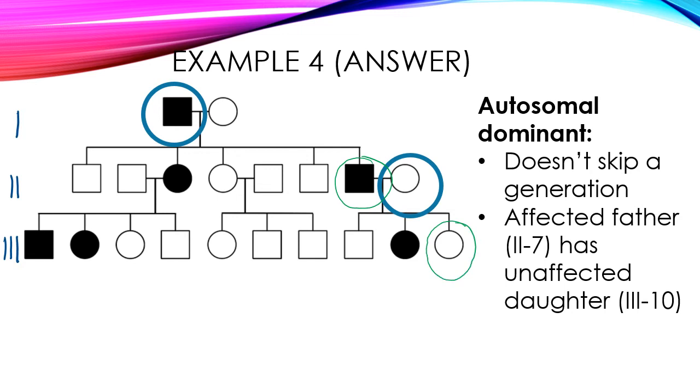So that tells me that it can't be X-linked dominant. Okay, so key piece of evidence. So I know that it must be autosomal dominant. In terms of genotypes, let me use, let's say, the letter D.